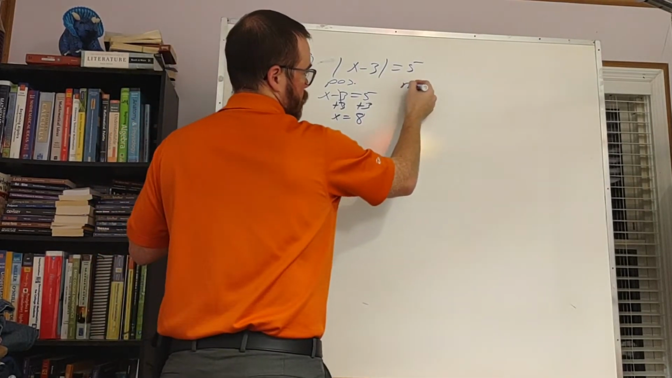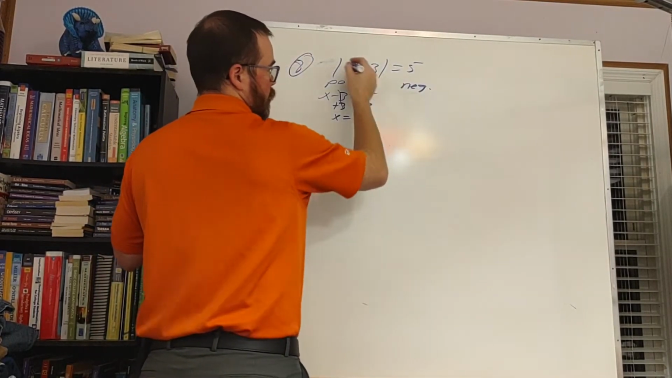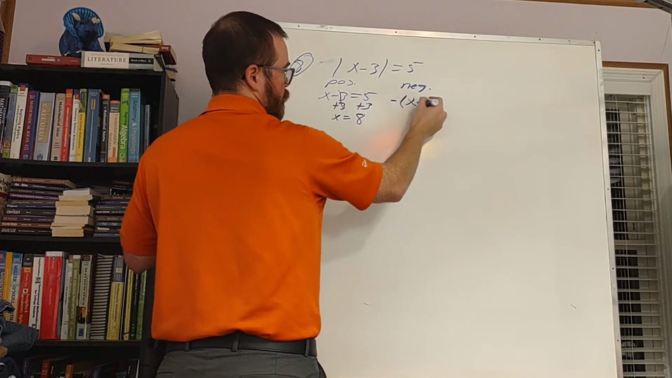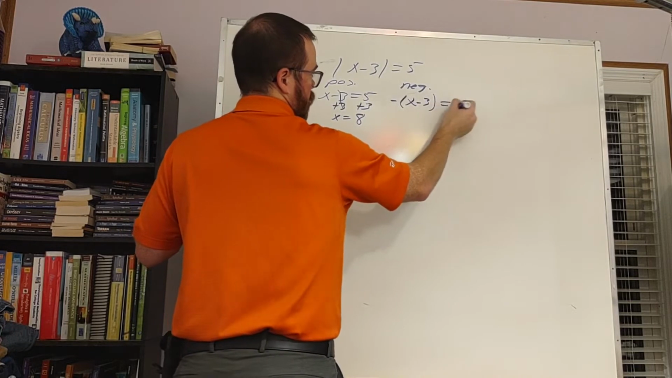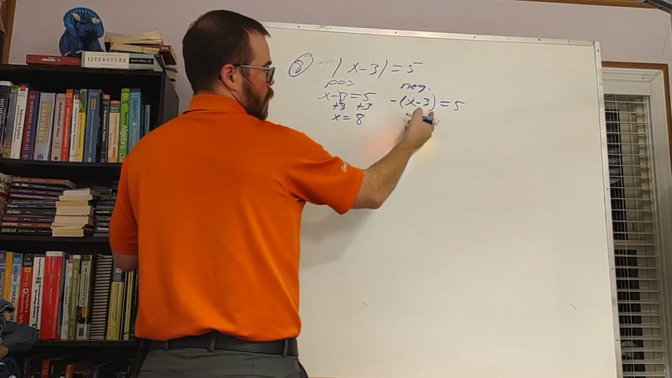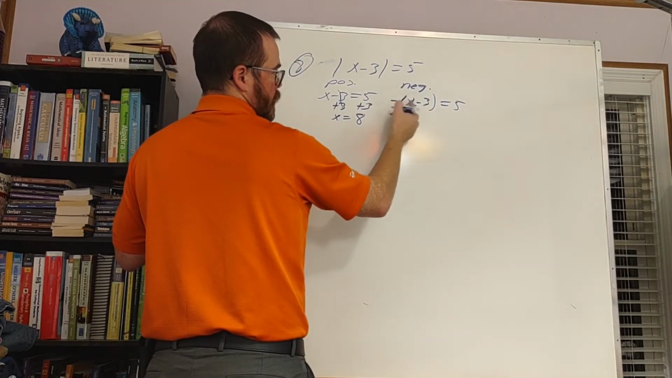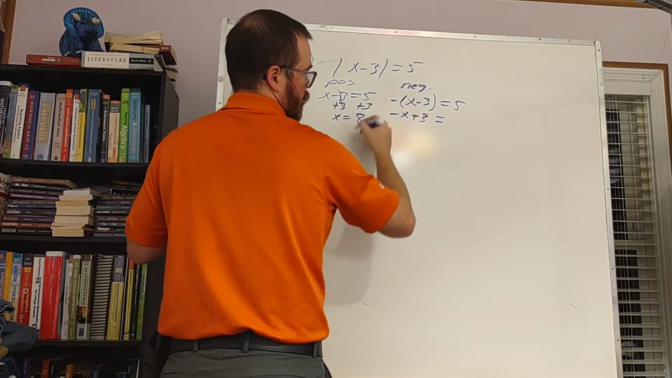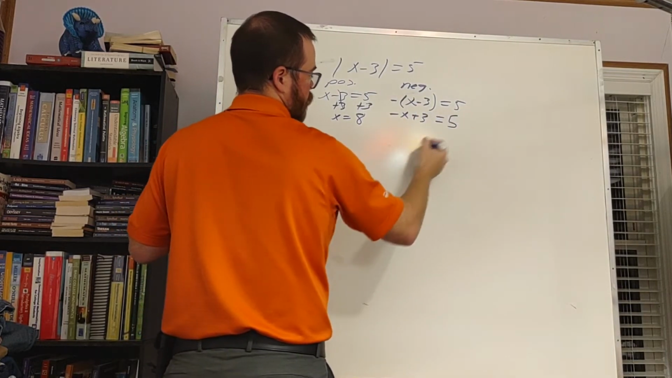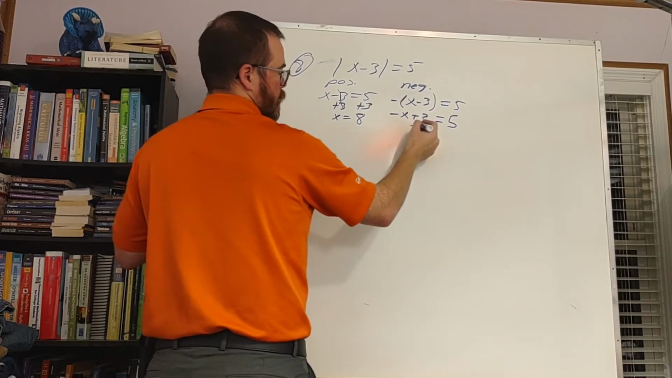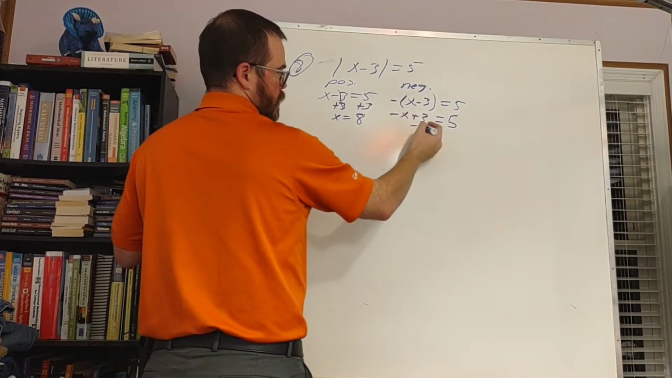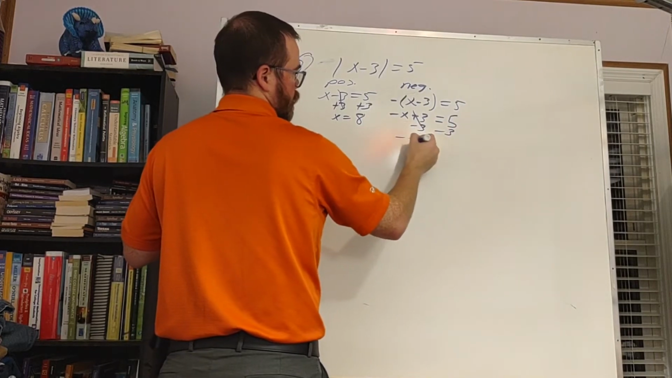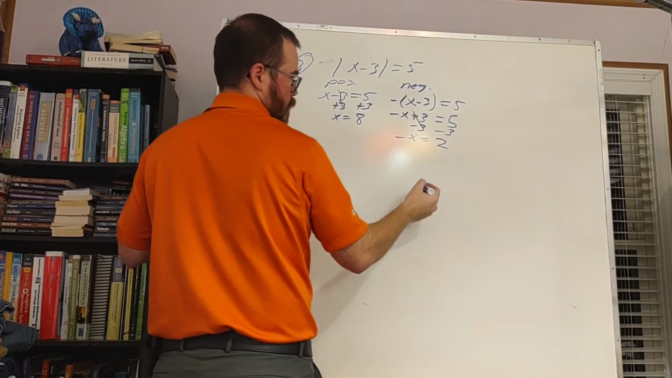The other one is, if we have a negative case, we have to put a negative in front of everything in the absolute value. So we're going to distribute that. Negative times negative is a positive, and then we're going to have 5. So let's do the opposite of adding, which is subtract. We're going to subtract 3 from both sides. So we got negative x equals 2.